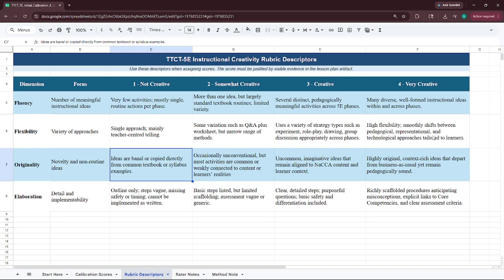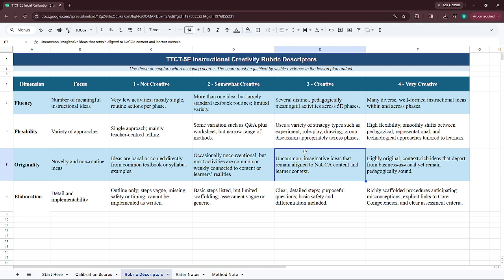So these are the dimensions to consider. The ideas are copied directly from common textbook or syllabus examples. So that will be rated as one, non-creative. Two: occasionally unconventional, but most activities are common or weakly connected to content or learners' realities. Remember, each of these lesson plans was designed under a resource-constrained environment. So you have to bear that in mind too.